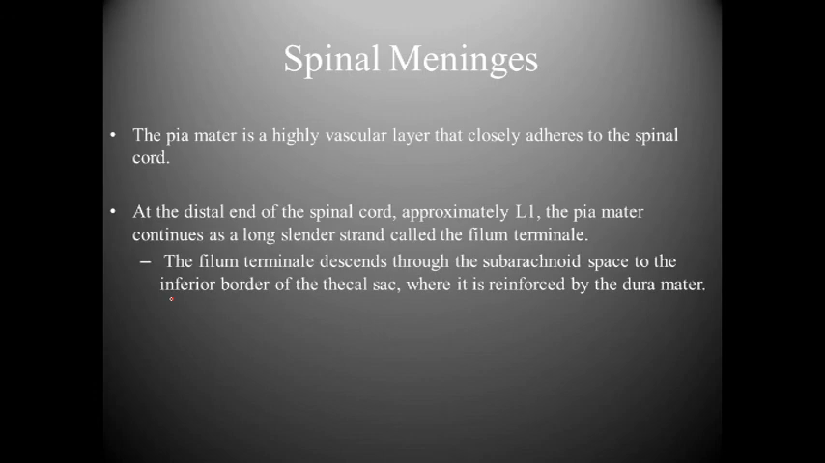The pia mater is a highly vascular layer that closely adheres to the spinal cord. At the distal end of the spinal cord, approximately L1, the pia mater continues as a long slender strand called the filum terminale. The filum terminale descends through the subarachnoid space to the inferior border of the thecal sac, where it is reinforced by the dura mater.